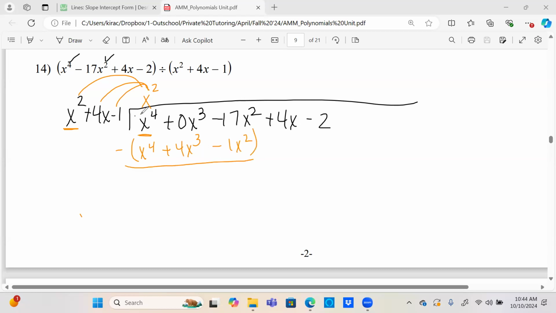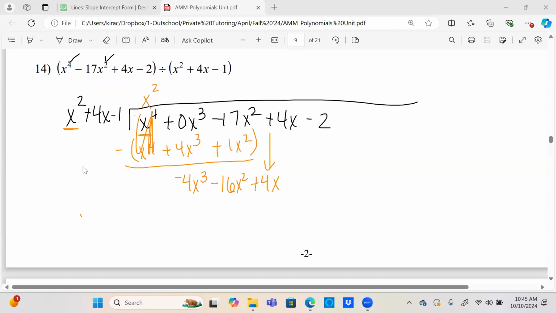Subtract. First thing's gone. 0 minus 4 is -4. -17 minus minus, so that's a plus. -17 plus 1 is -16. And drop. So see why we needed that 0 there? Otherwise, we'd be in trouble. There would be nothing to line up with that 4x cube. So remember to put in those, I call them ghost zeros.